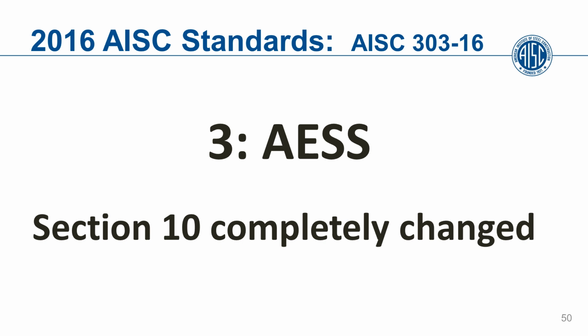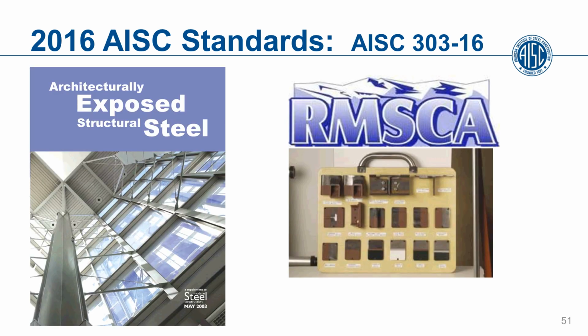Well, because of that, Section 10, which deals with architecturally exposed structural steel, has been completely changed. If you look at what we had in the past, you may have seen this supplement to Modern Steel Construction, architecturally exposed structural steel, that appeared in May of 2003, or you may have seen this board that was produced by the Rocky Mountain Steel Construction Association that shows a lot of samples of what architecturally exposed structural steel looks like. This is what people have been using for quite a few years. Well, there was a lot of confusion on what people really wanted in architecturally exposed structural steel.